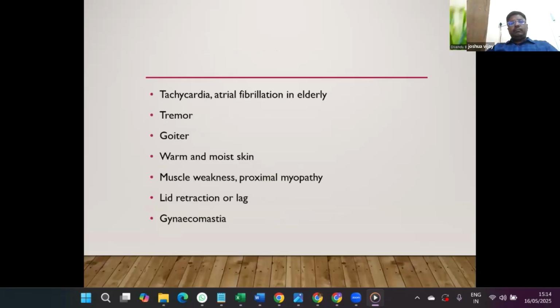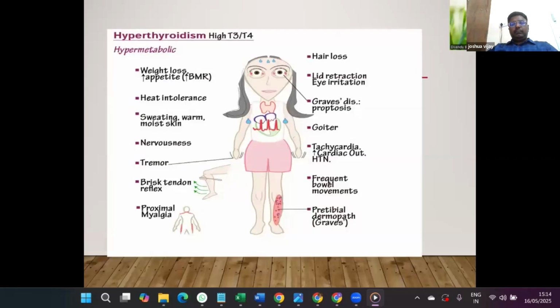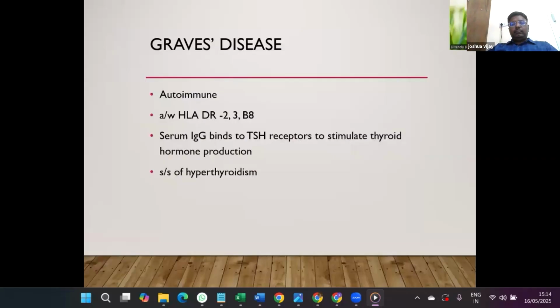Tachycardia, as we have discussed, atrial fibrillation, particularly in the elderly, tremor, goiter, warm and moist skin, lid retraction and lid lag, especially in cases of Graves' disease, and gynecomastia. This is a pictorial representation. So, a little bit about Graves' disease.